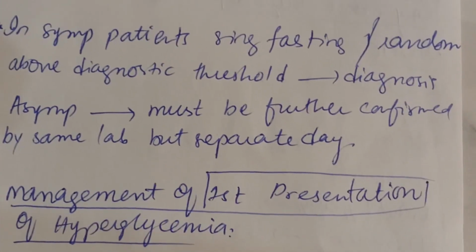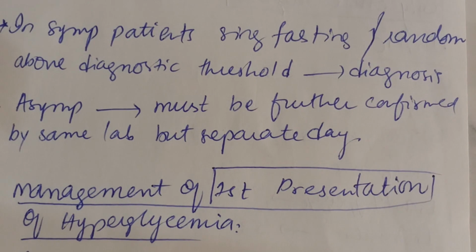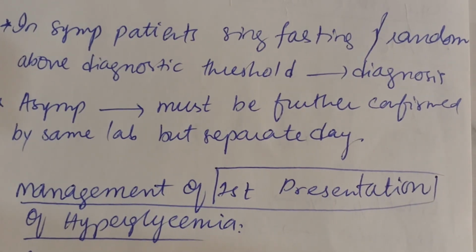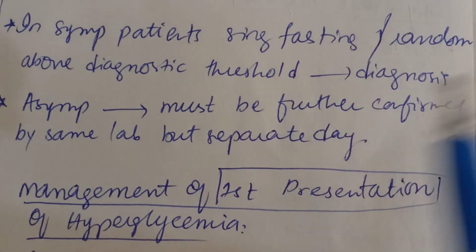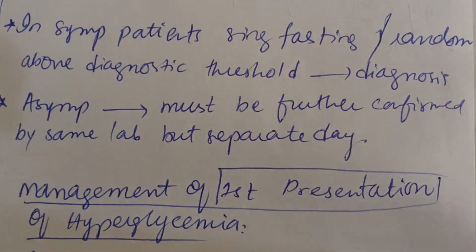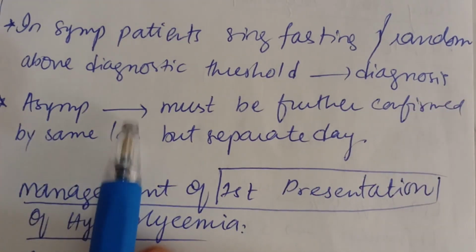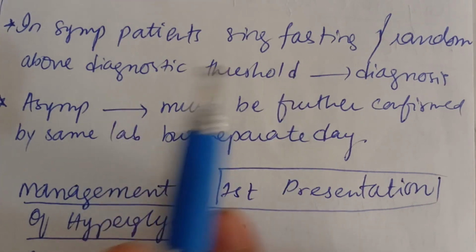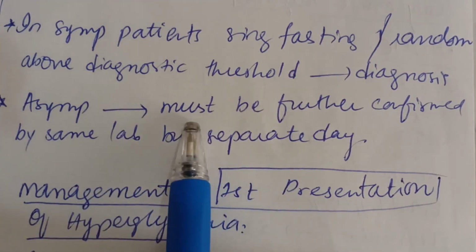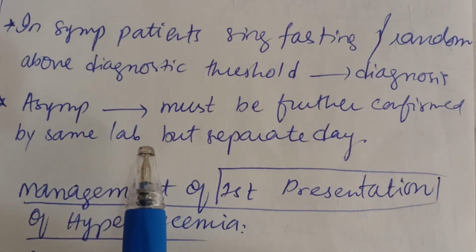In symptomatic patients, if the patient has symptoms of diabetes, such as polyuria, polydipsia, and risk factors like obesity, then a single fasting or random blood sugar above the diagnostic threshold is enough to make the diagnosis. But if the patient is asymptomatic, a single fasting or random result is not enough, and it must be further confirmed by the same lab test on a separate day.